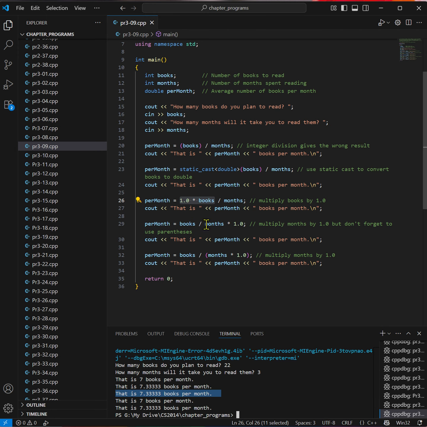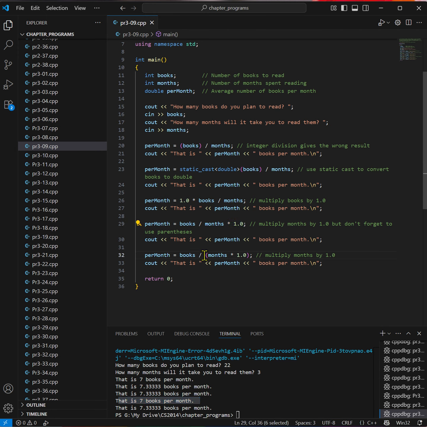Now you need to be a little bit careful if you multiply months by 1.0, because of the sequence of execution of those single steps. What it's going to be doing over here is divide the books by the months, and those are both integers. So it will give you 7 as the result for integer division, and then you multiply it by 1.0, which makes the 7 a double, but that's still the incorrect result. You have lost the remainder.